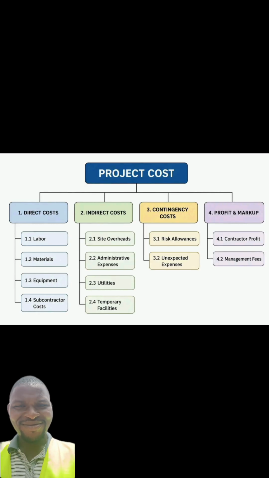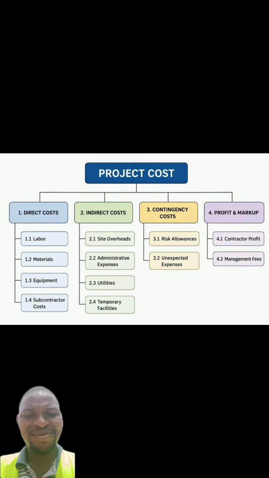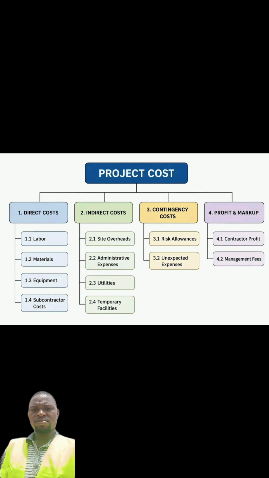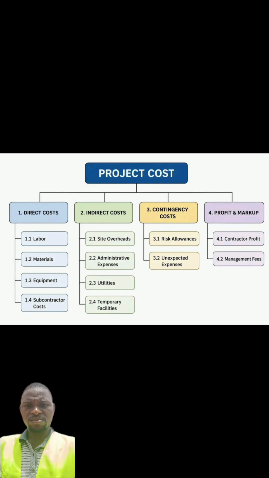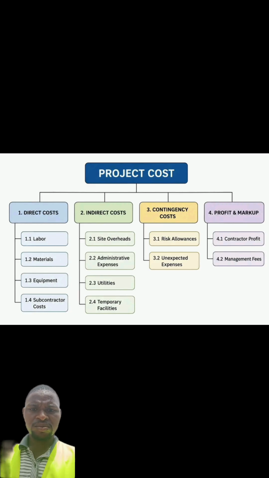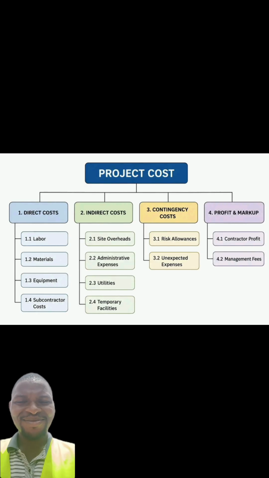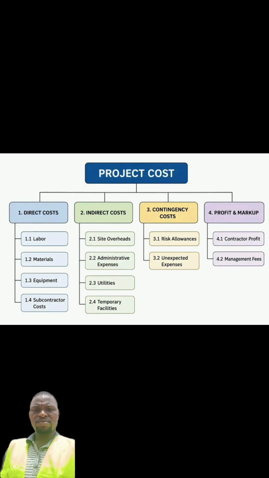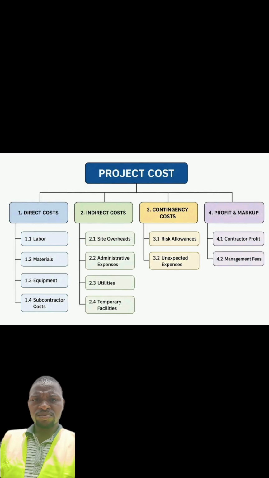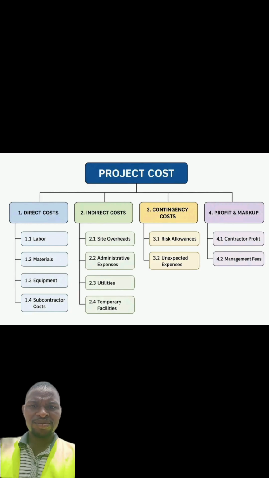So one of those things is being segmented. We have the direct costs, then we have the indirect costs, then we have contingency costs, then we have profit and markup. And all these points have other points underneath them. So we are going to be looking at each and every one of those points, sharing ideas on the importance of each of these costs.